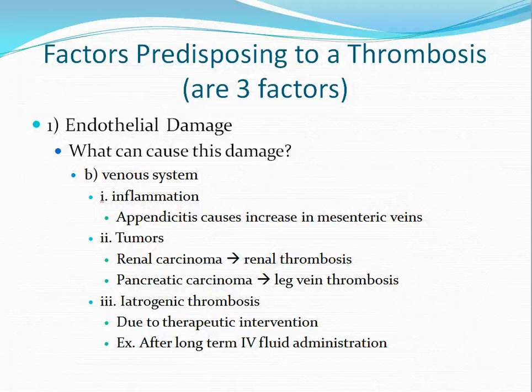In the venous system, there are several factors that can damage the endothelial lining. The first is inflammation. For example, a person with appendicitis has an increased risk of thrombosis development in their mesenteric veins. Tumors can also result in damage. Renal thrombosis is common in people with renal carcinoma. Leg vein thrombosis is commonly seen in pancreatic tumors.